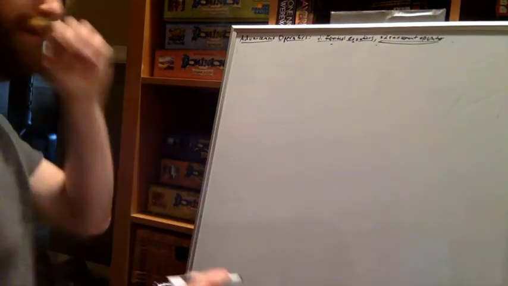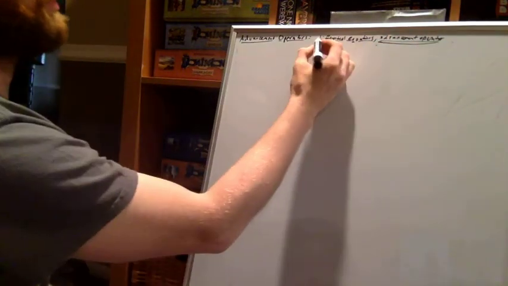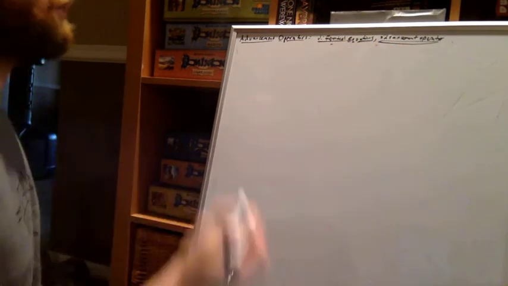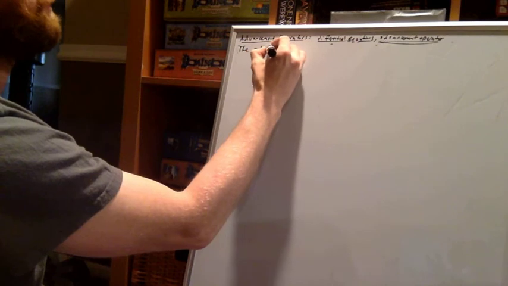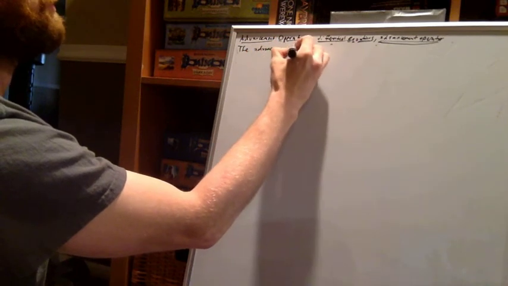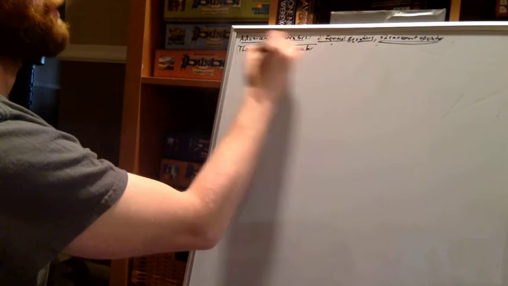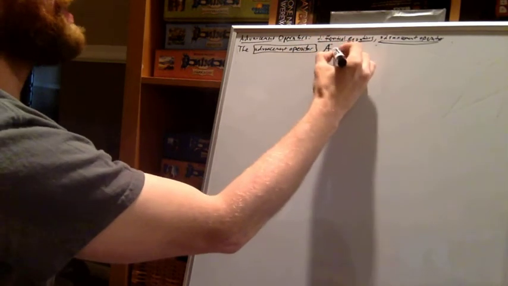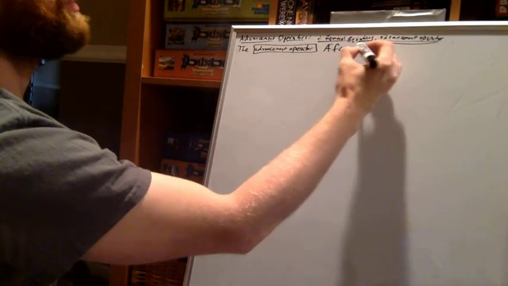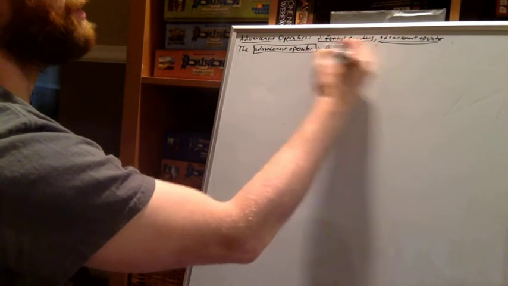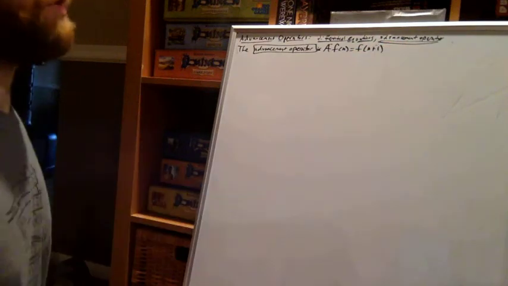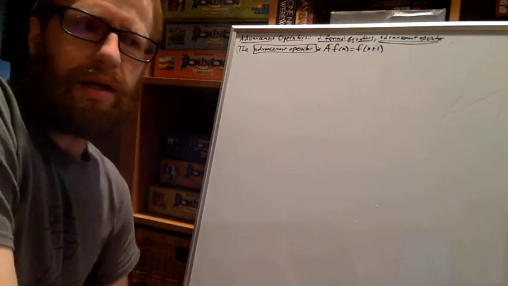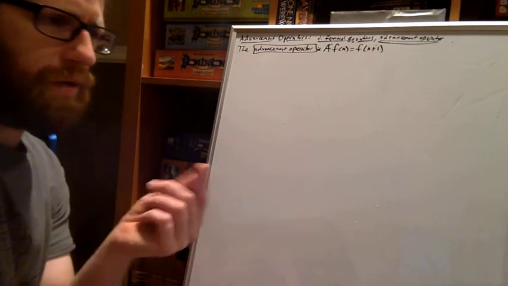Now I want to talk about the advancement operator. We already touched on how differential equations worked, so let's now focus on the advancement operator. The advancement operator is going to be A, and it's applied to f of n, and it gives us f of n plus 1.